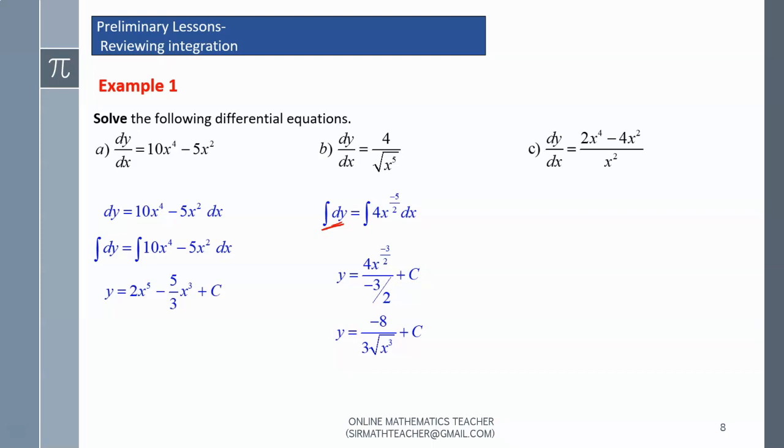Question C, dy dx. Now we have a quotient here, so it's probably best to actually rewrite this by cancelling out like terms. So we rearrange this by separating the variables. Now if we divide x squared into 2x to the 4, we get 2x squared. If we divide x squared into negative 4x, we get negative 4. Let's integrate the left-hand side. That will become y. And the right-hand side, we add 1 to the index and divide by it. Negative 4 becomes negative 4x plus c.